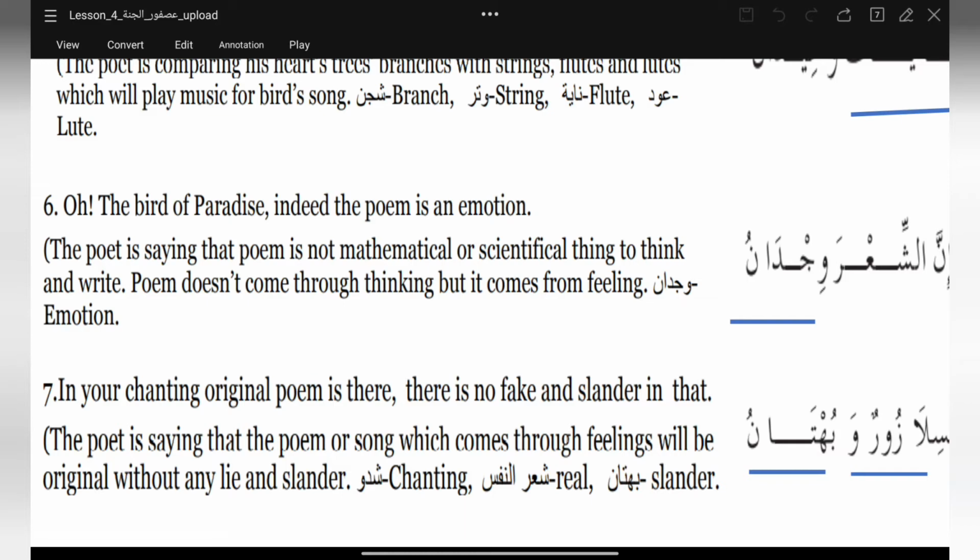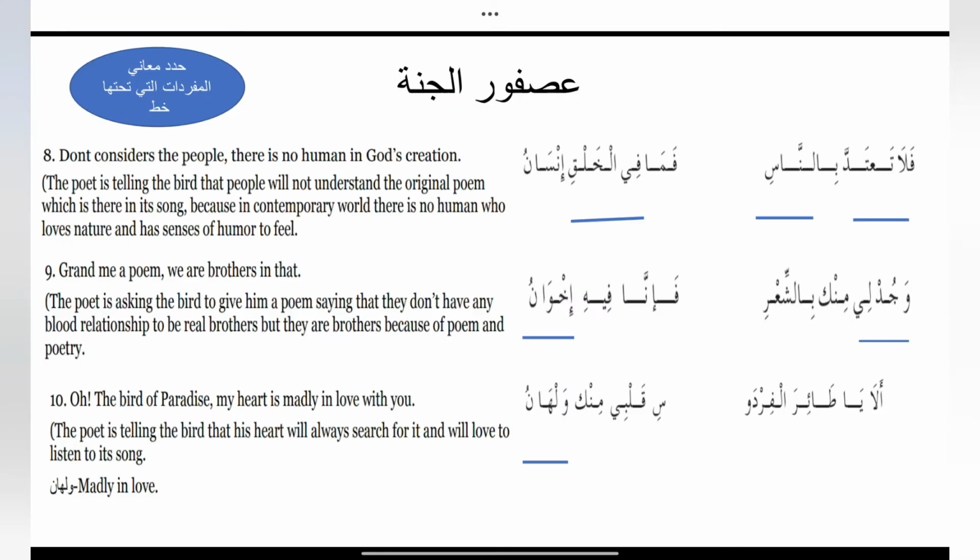And the seventh one: in your chanting, the original poem is there. There is no fake and slander in that. The poet is saying that the poem or song which comes through feelings will be original, without any lie and slander. And then the next lines.